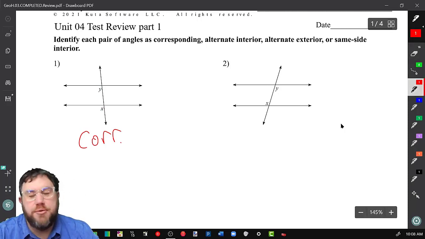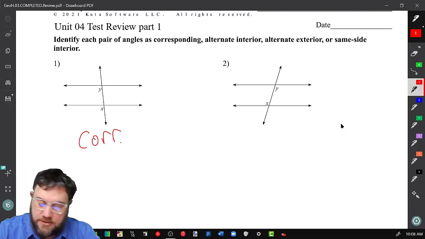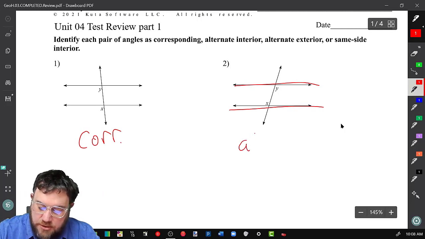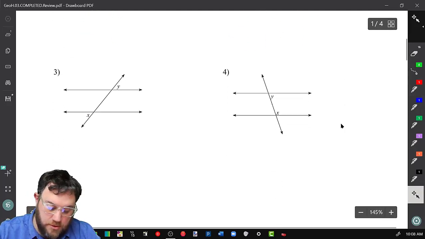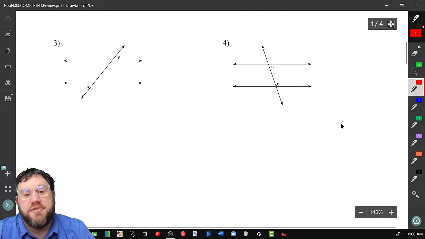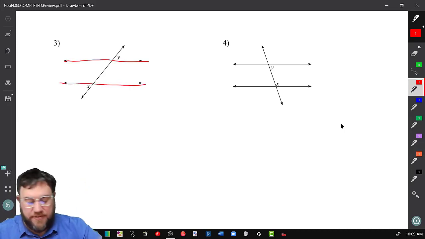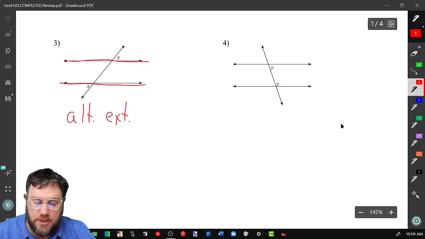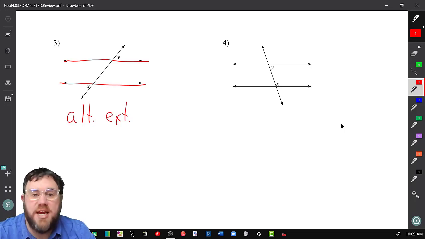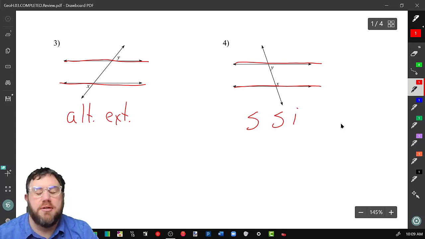For number two, these are on different sides of the transversal, but they are between our two lines. So they're between these two lines, so they are alternate interior angles. For number three, these are on different sides of the transversal, but they are outside of our two lines, so they are alternate exterior angles. And for number four, these are on the same side of the transversal and between our two lines, so these are same side interior angles.